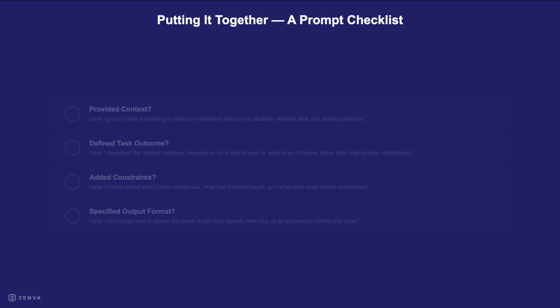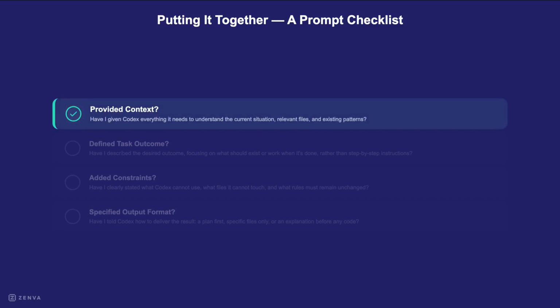As you build your prompts, use a simple checklist to cover all key parts. This will help you succeed from the start, and it begins with context. Always start by asking, have I given context? This means giving Codex all it needs to know the current situation, any linked files, and patterns to follow. A well-informed Codex works well.